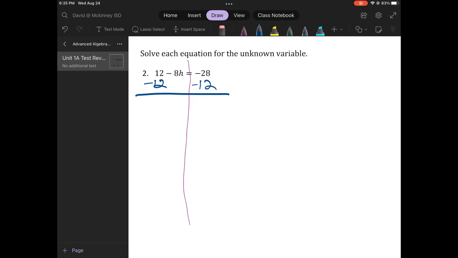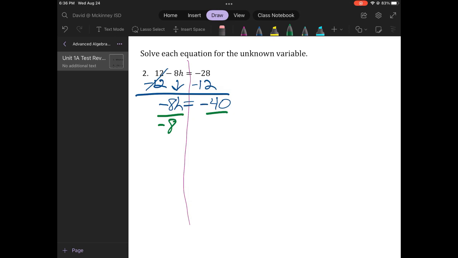Now we do the math from top to bottom. 12 minus 12 is 0, so those cancel out. I need to bring down my minus 8h. I bring down my equal sign as well, and then I do the math on negative 28 minus 12, and I get negative 40. At this point, I have one step left to do. I have the coefficient of h, which is negative 8. Since negative 8h means negative 8 times h, I need to undo the multiplication that's happening there in order to finish this operation. So I will use the opposite of multiplication, which is division. I will divide by a negative 8.